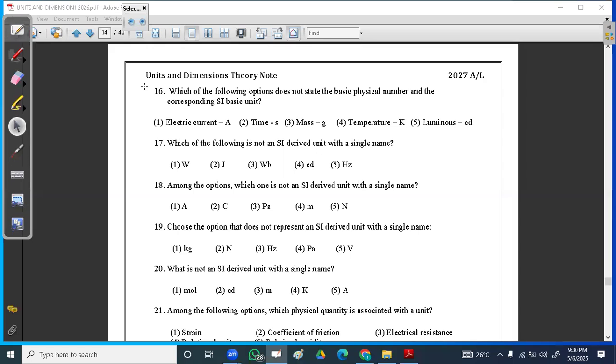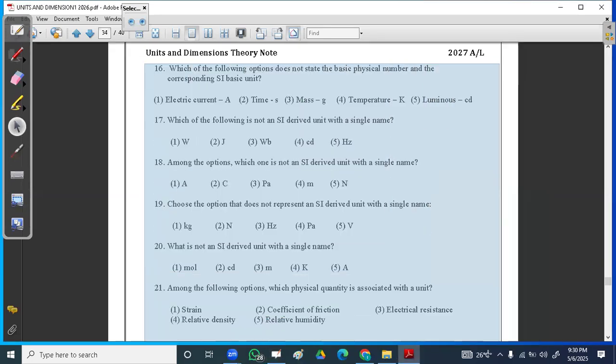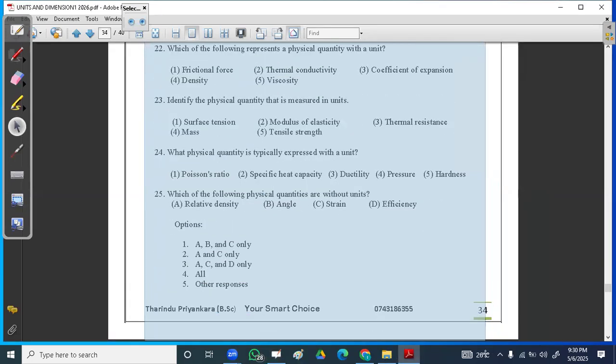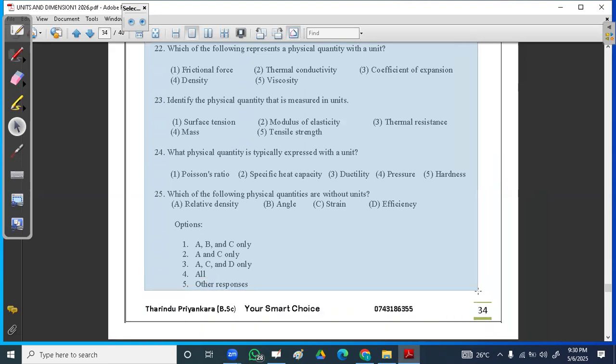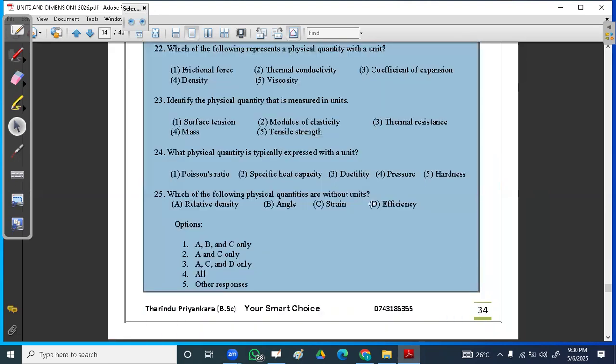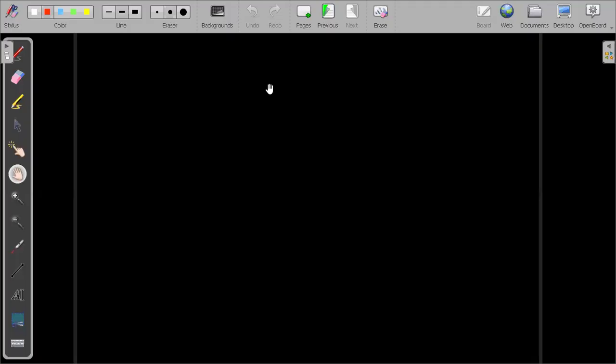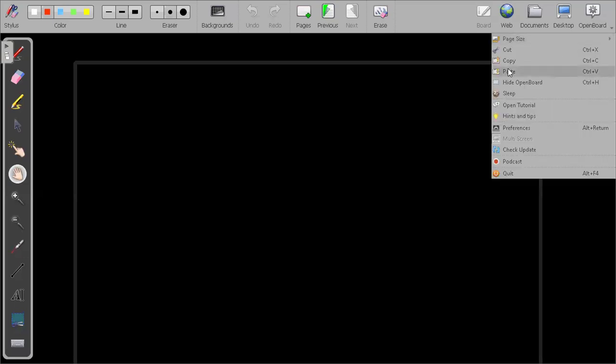Let's go for some kind of challenging questions now. The previous ones were all very basic. Let's go for kind of challenging questions. I'm not going to give you any time interval. You may decide whatever time you need.